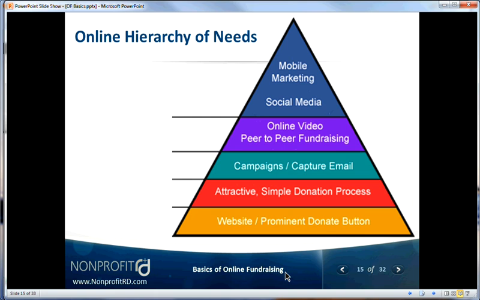Once you have that, you move up to create a very simple and attractive donation process. Once you have that, you move up into creating fundraising campaigns, which we're going to talk about next, capturing emails. Then you can move into the more advanced stuff that is more exciting and probably more fun to work on: online video, peer-to-peer fundraising, social media, mobile marketing, all of that stuff. But you really need to have that strong base first.